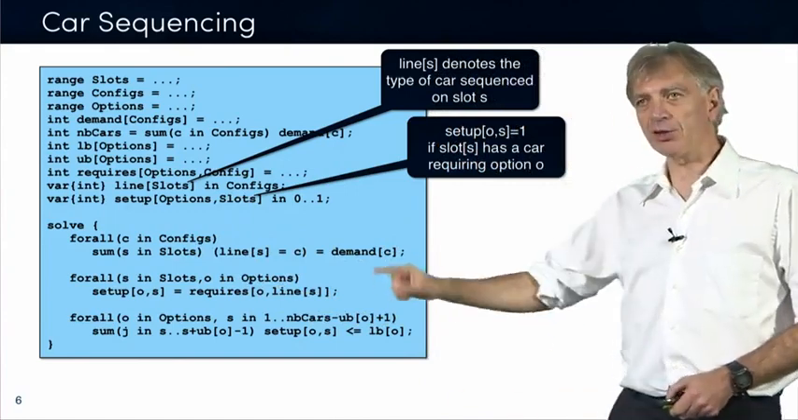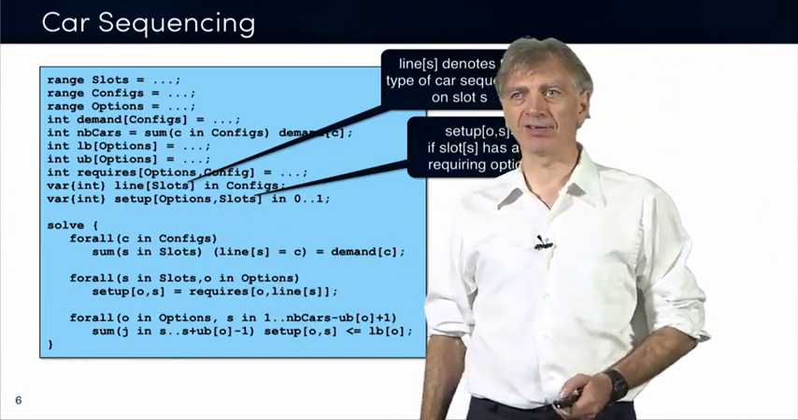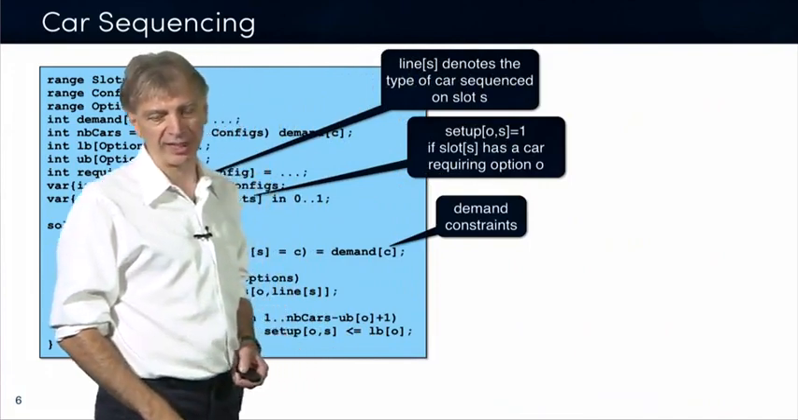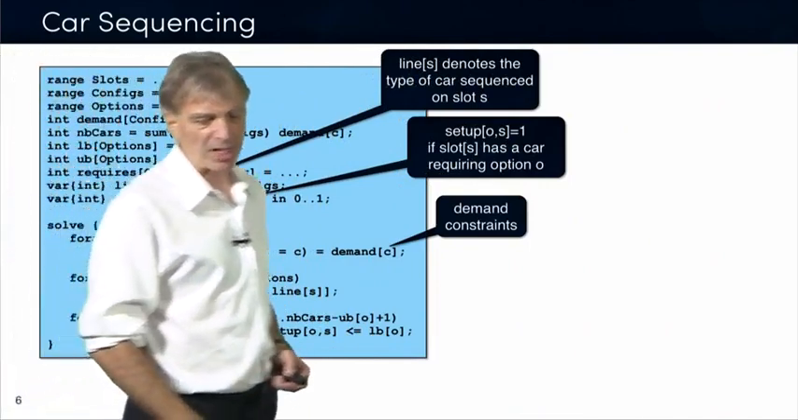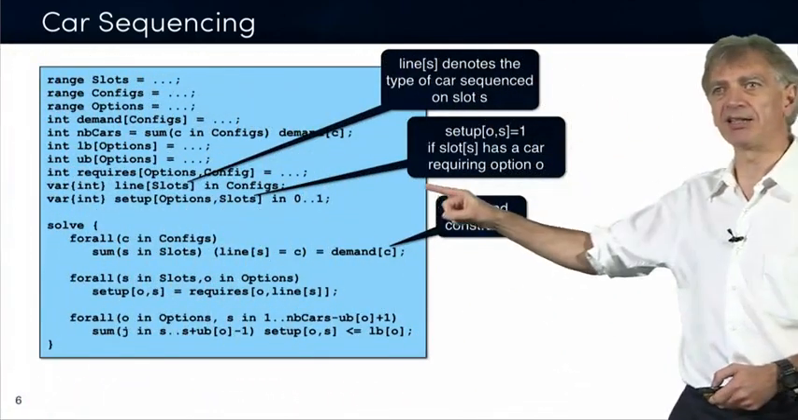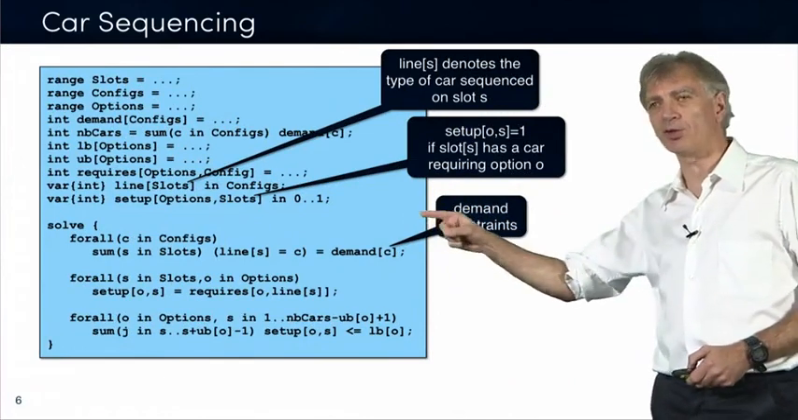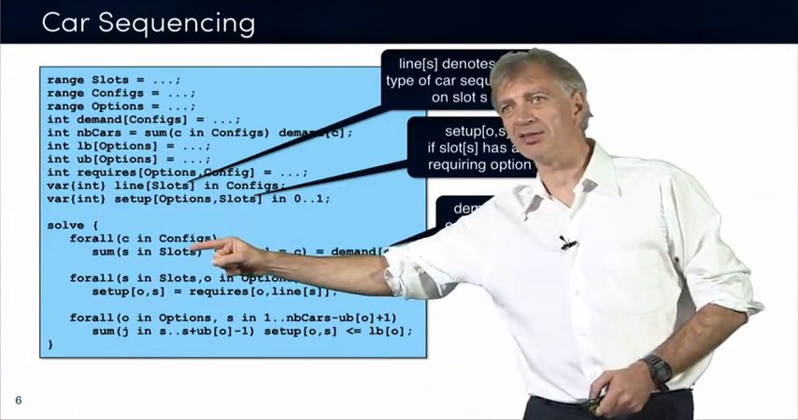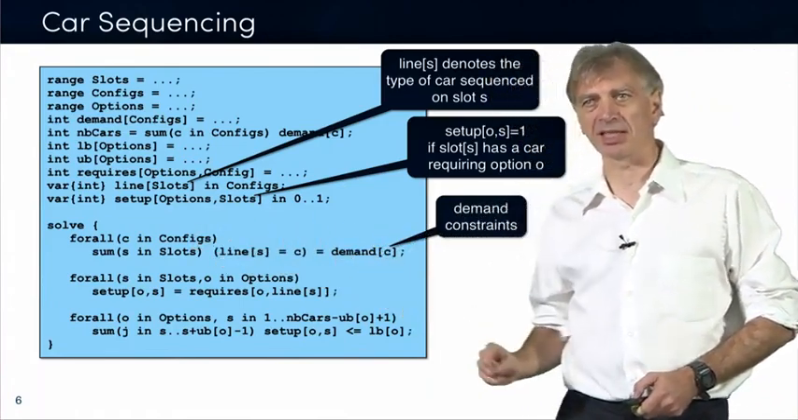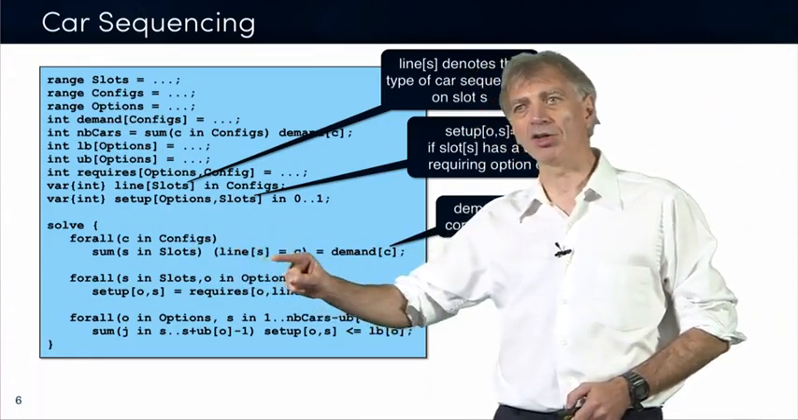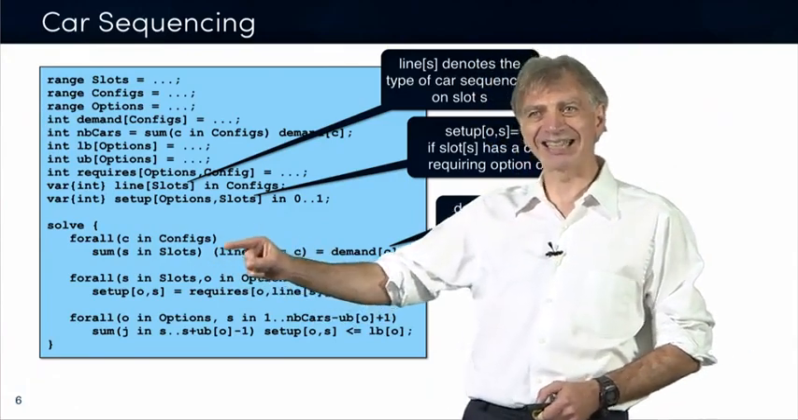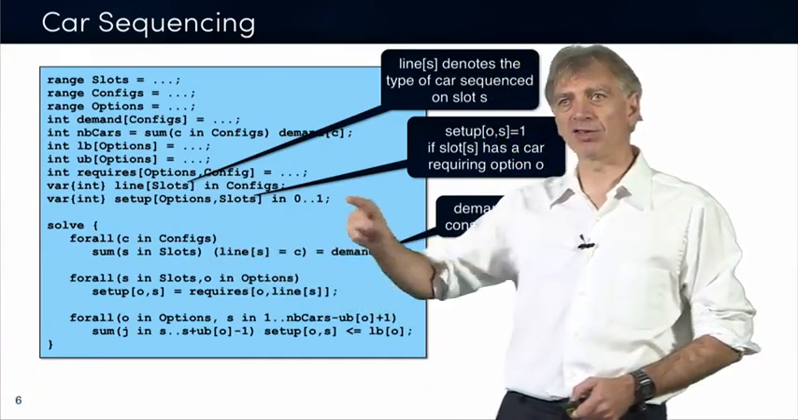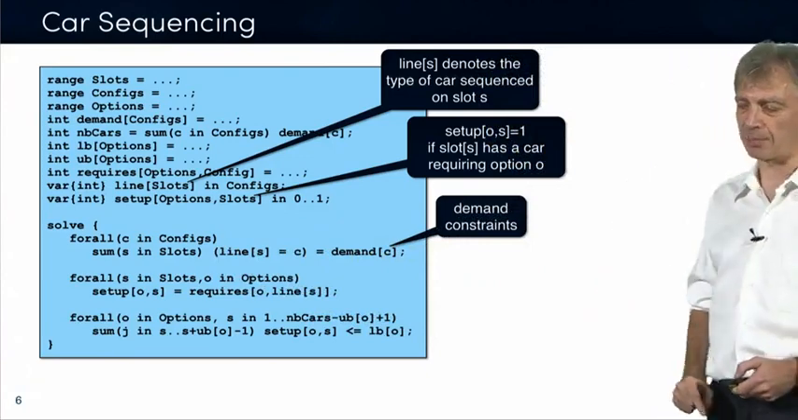So then you see the constraints. The first one is the capacity constraint that you're going to see there, the demand constraint. That particular constraint is basically telling you, if you have a particular type of car, you have to produce enough cars of that particular type. The way you do it is exactly as in the Magic Series example. You count the number of occurrences of that type of car in the line, and the summation has to be equal to the demand of that type of car.